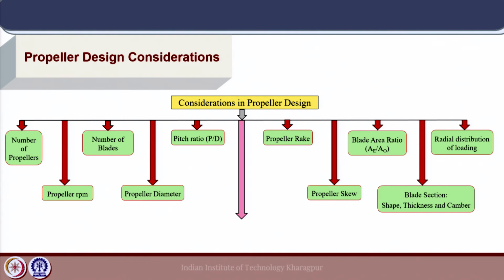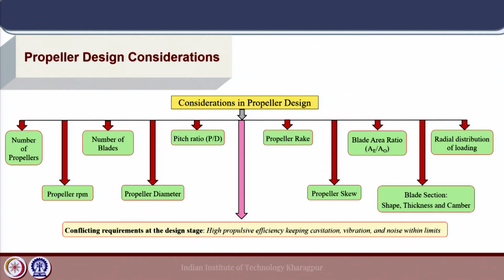Finally, it is important to mention that certain considerations which are mentioned here are conflicting in nature, and hence the design should be optimum in such a way that the parameters are chosen to achieve a high propulsive efficiency, because that is the basic requirement for the ship propulsion system, and to keep cavitation, vibration and noise within certain limits, so that the performance of the ship and propeller together is optimum.